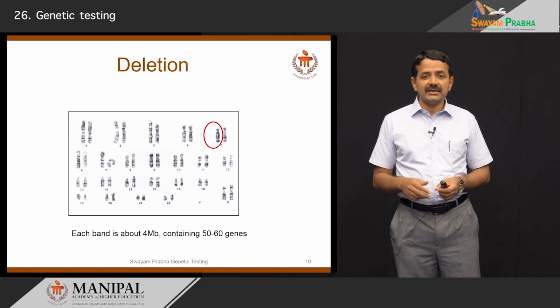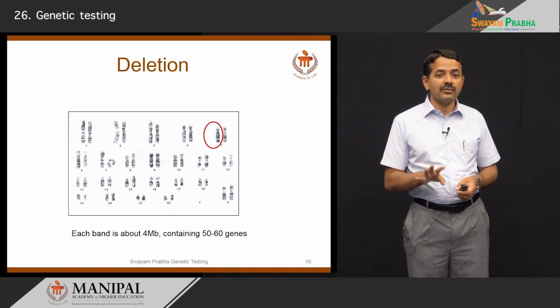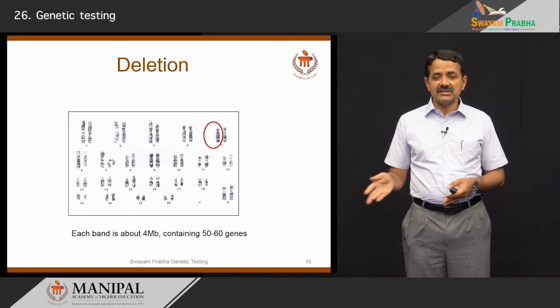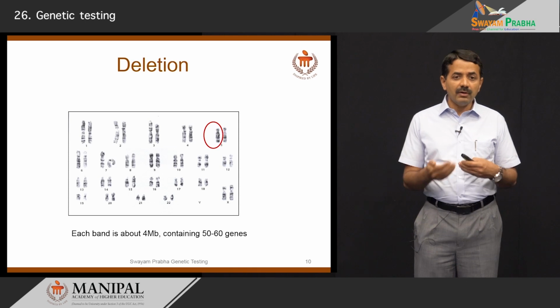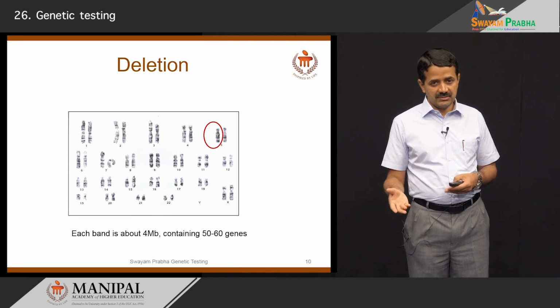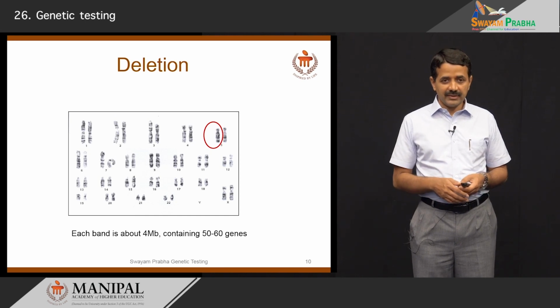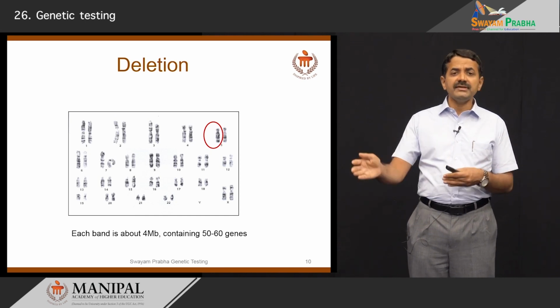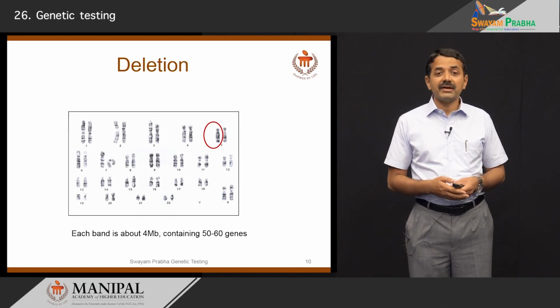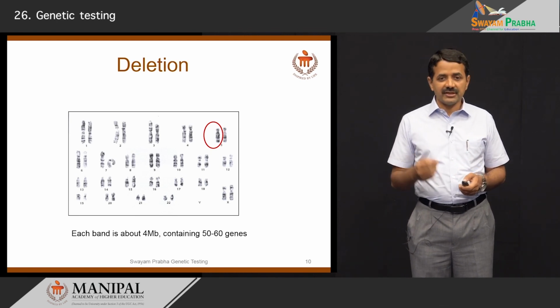Remember, traditional karyotyping has a resolution of about 4 megabase pairs, which usually contain somewhere between 50 to 60 genes on an average. So, for a genetic defect to be detected by traditional karyotyping, it should be large. What is beyond the resolution of the karyotype is what we call submicroscopic deletions or duplications, which I will be discussing later.